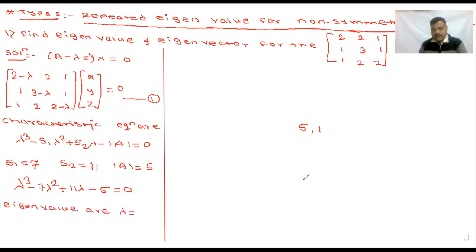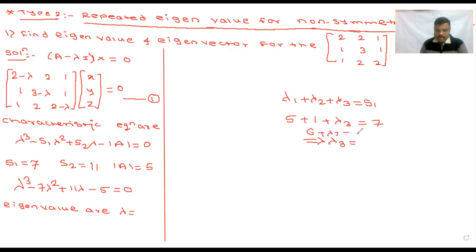How do we check? For that, lambda 1 plus lambda 2 plus lambda 3 is equal to S1. Just put the values. Lambda 1 is 5, lambda 2 is 1, and S1 is 7. So 5 plus 1 is 6, plus lambda 3 is equal to 7. So lambda 3 is equal to 1.